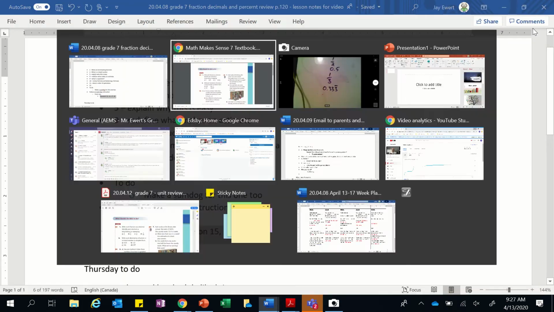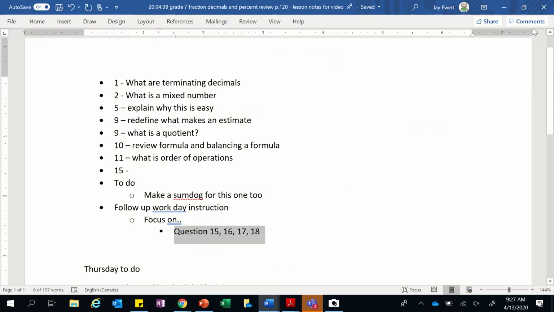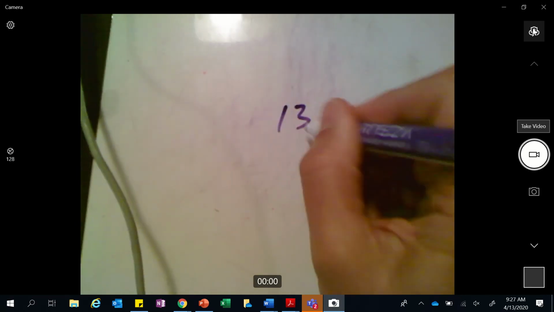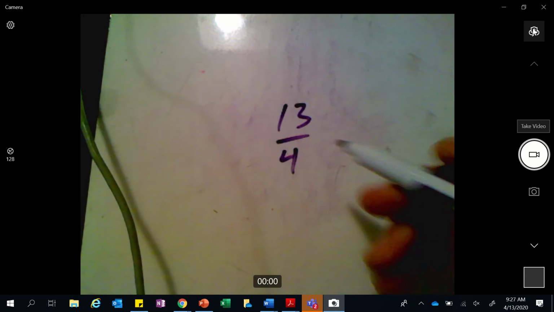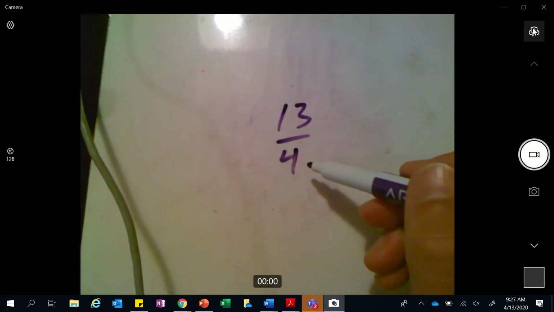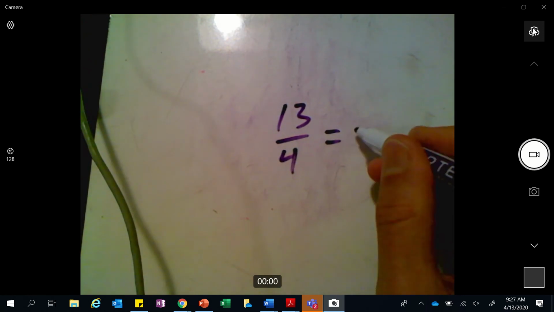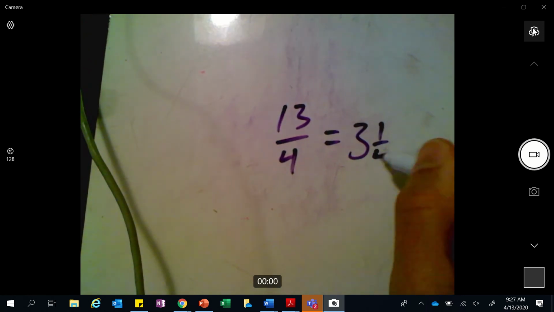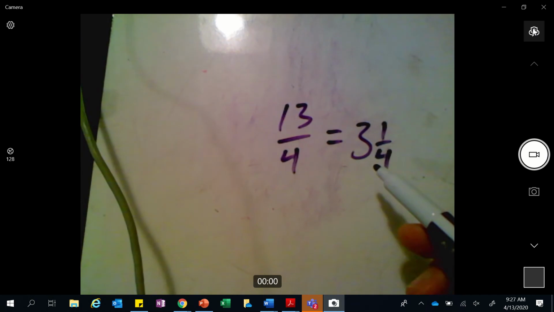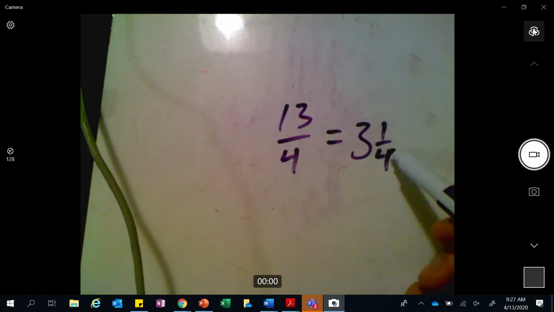What is a mixed number? Just a quick review of terminology. This here is an improper fraction. The numerator, or the number on top, is larger than the denominator. If I were to convert this to a mixed number, that would then become this. These are equal, but this is a mixed number. There is a whole number, the 3, and then the fraction.